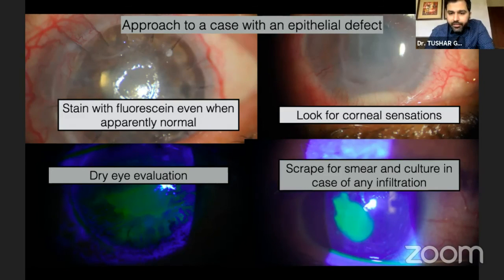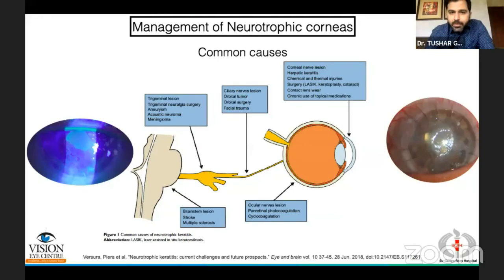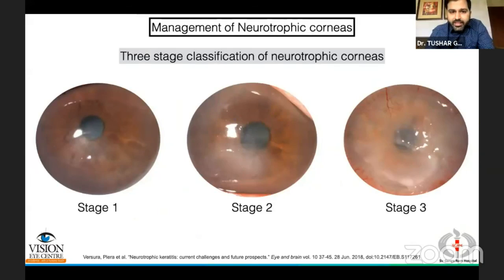If you see any infiltration along with the epithelial defect, do scrape it and send it for smear and culture, even if it's just a suspicion, even if you're not sure that it's infective. A lot of these corneas, as I said, are neurotrophic corneas. We know of the causes, and we need to treat these a little more aggressively, because these are defects and problems that tend to persist, and you don't get rid of them very easily.